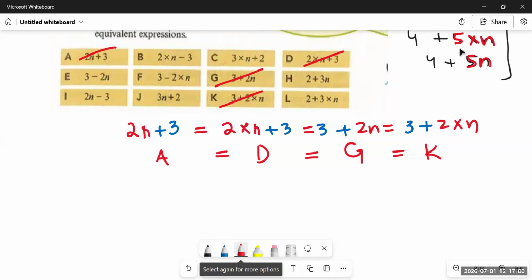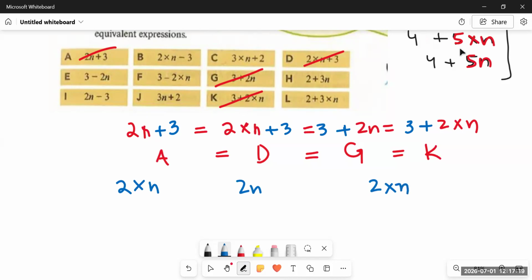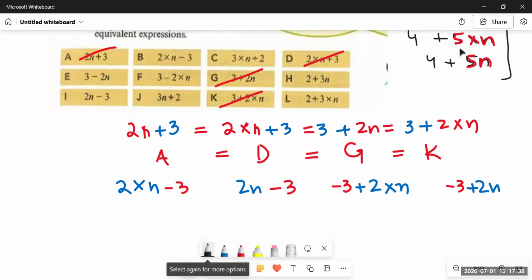Now let's do the same thing with 2 multiplied by n minus 3. Okay, fine. First, 2 multiplied by n can be written as 2n. And the next term is minus 3. So here I'll write minus 3. Then what should I write before 2 multiplied by n? It is positive, so I will write a plus sign.